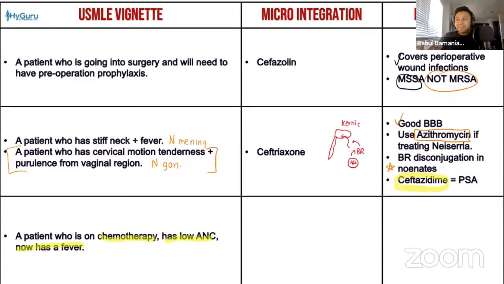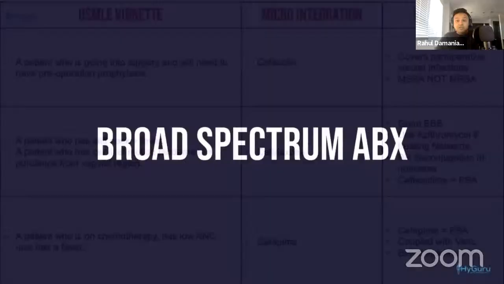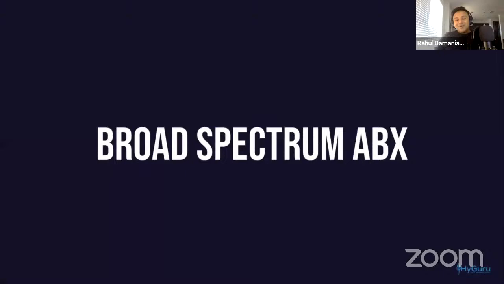It's immunocompromised. And so in these immunocompromised patients, you want to cover Pseudomonas and MRSA. And in particular, you are going to be very, very scared of pseudomonal infections. And that's why we use cefepime. Cefepime covers Pseudomonas. We typically couple cefepime with vancomycin. Remember, vancomycin covers the MRSA that we're worried about. And this is a broad spectrum therapy, just like piperacillin-tazobactam. There's your spaced repetition. Let's go ahead and go into broad spectrum antibiotics.